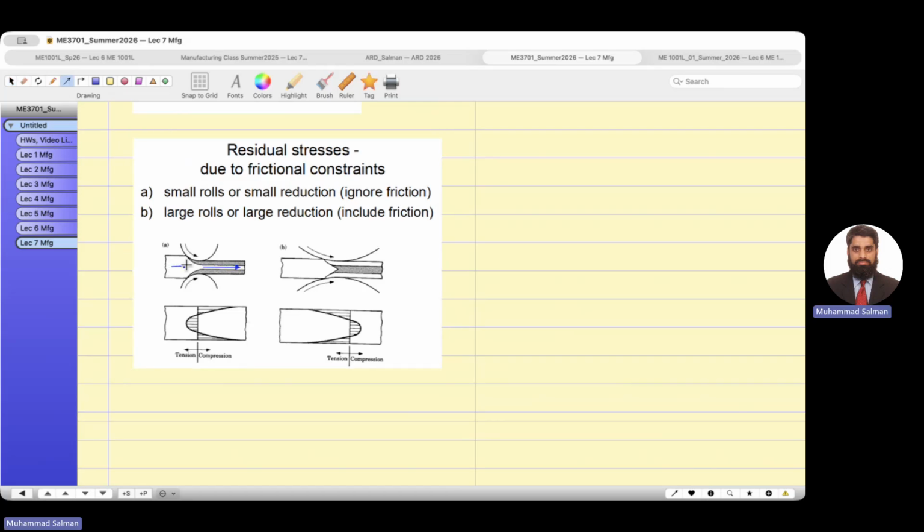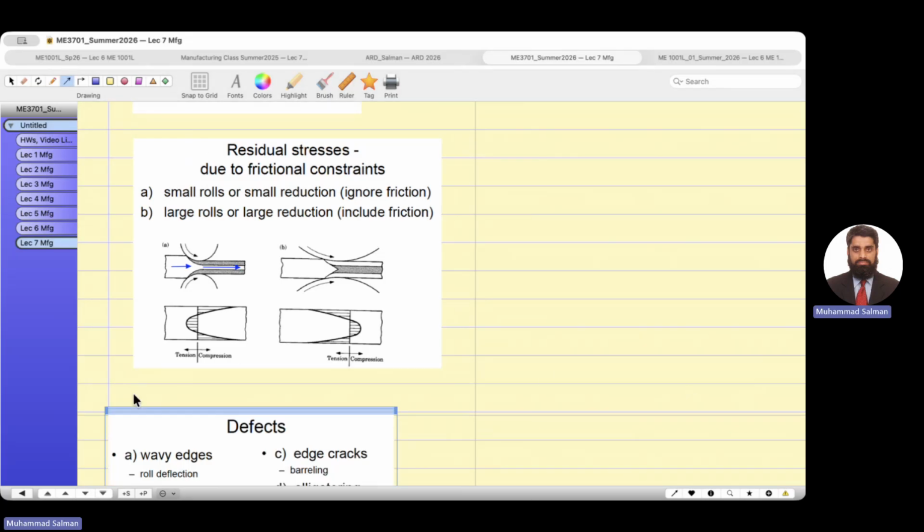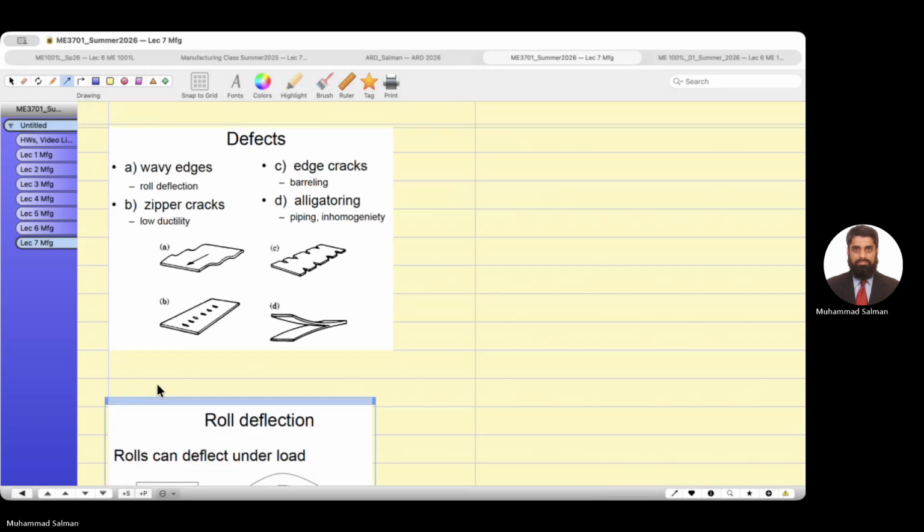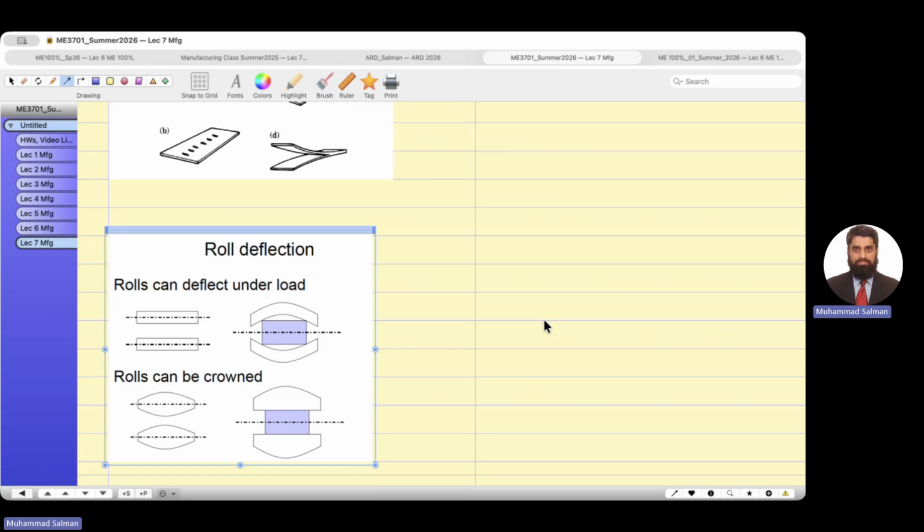This velocity is smaller here. Some types of defects are pictured, sketched here: wavy edges, zipper cracks, edge cracks, alligatoring or piping. Rolls can deflect under the load. Rolls can be crowned.